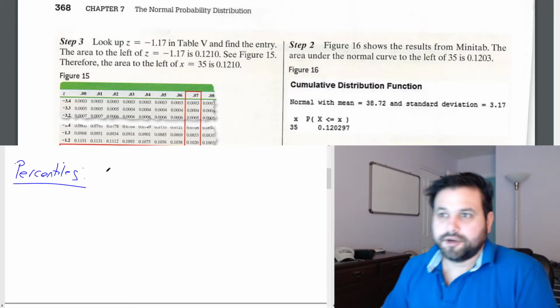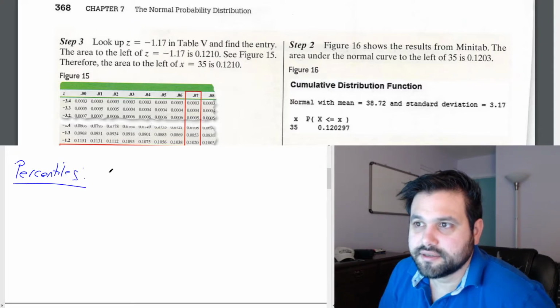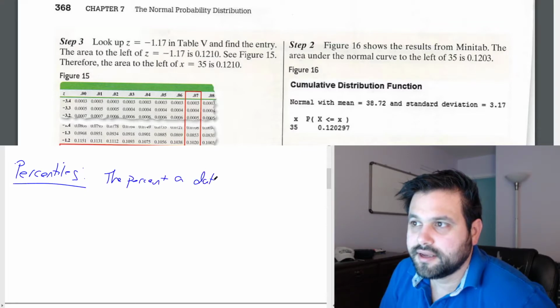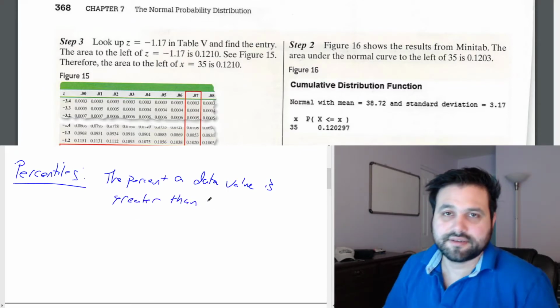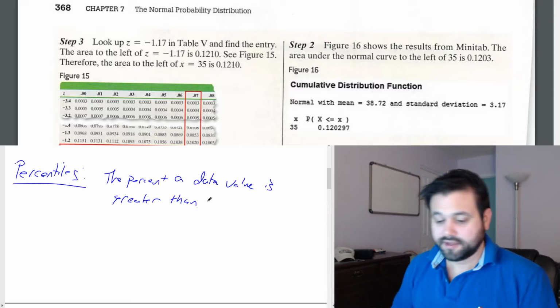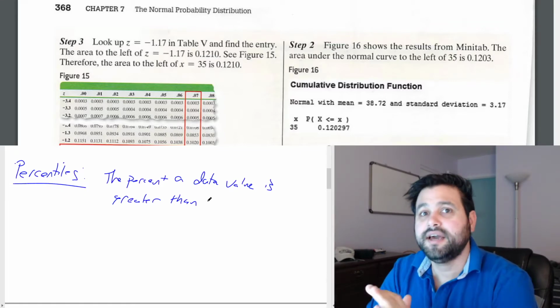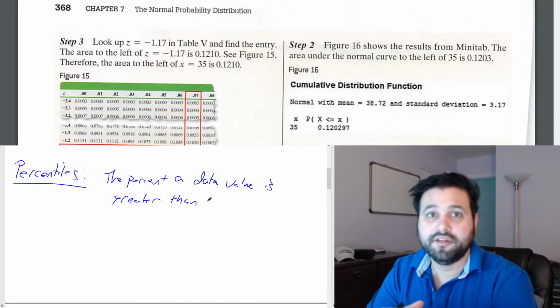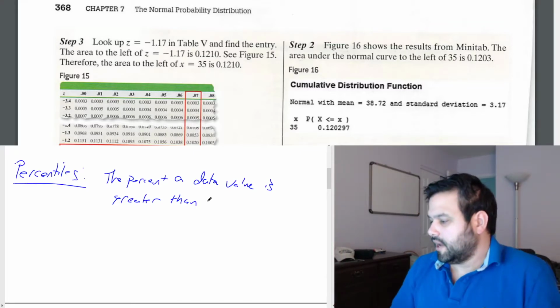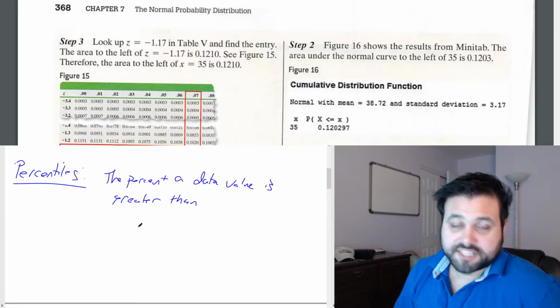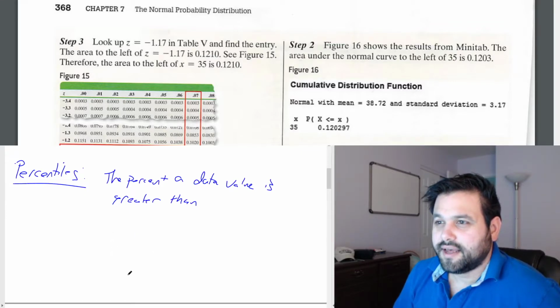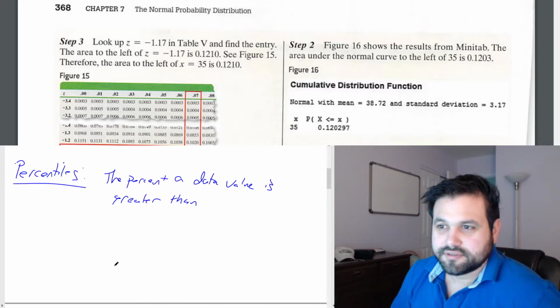Okay, so percentile is the percent a data value is greater than. Essentially, that's kind of a simple way to put it, right? So if you're in the 99th percentile of GPA, then your GPA is better than 99% of all other GPAs, right? That's kind of where you want to be. That's percentile. So with that said, how is that going to relate to this normal distribution?